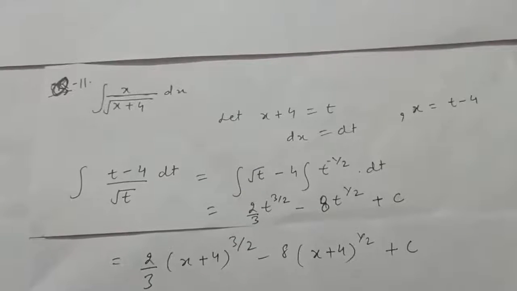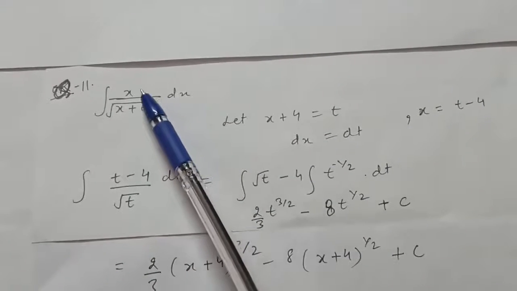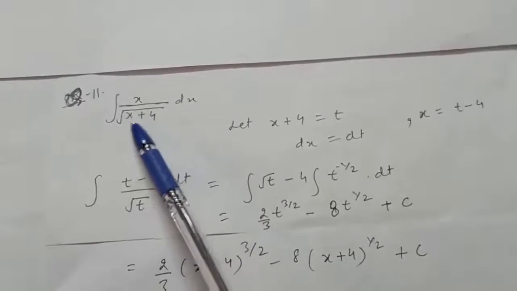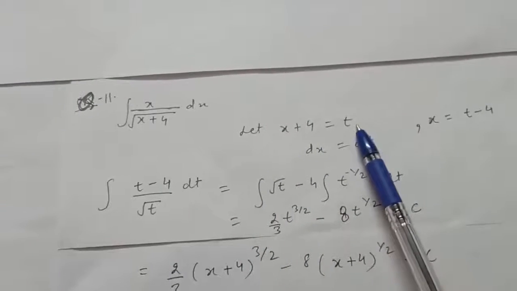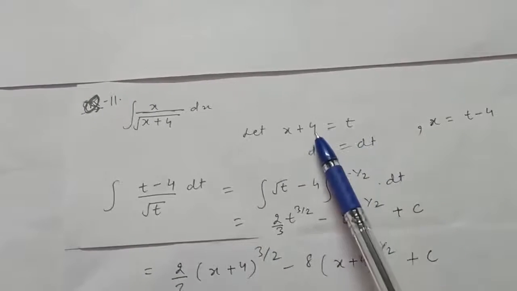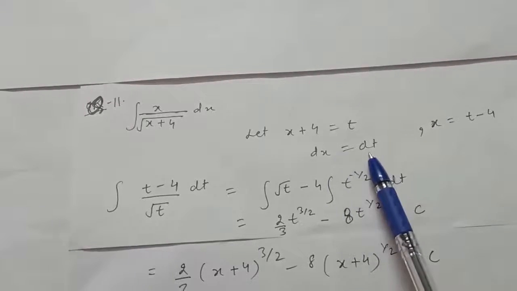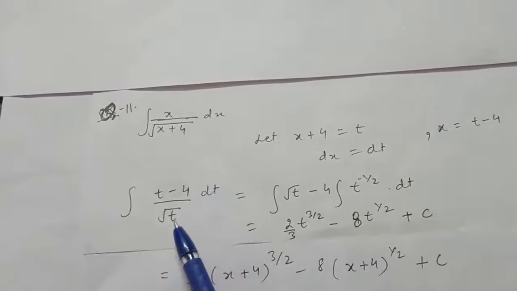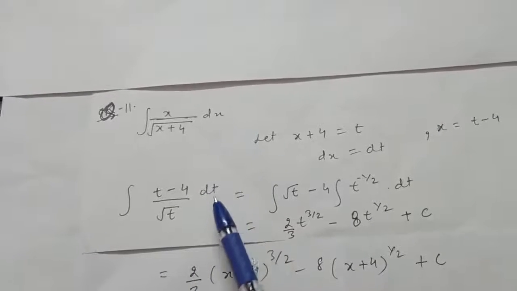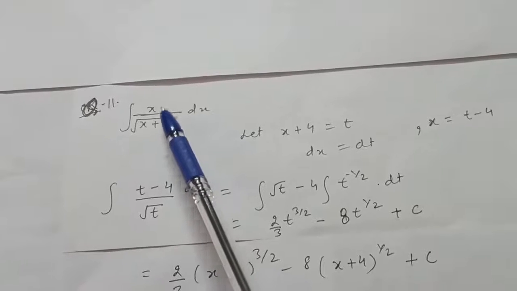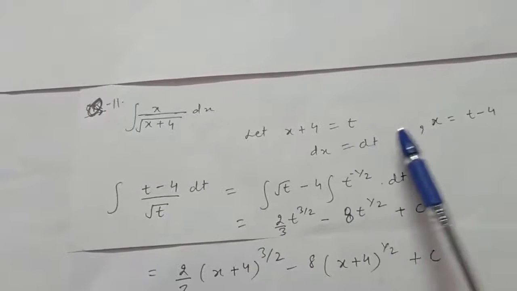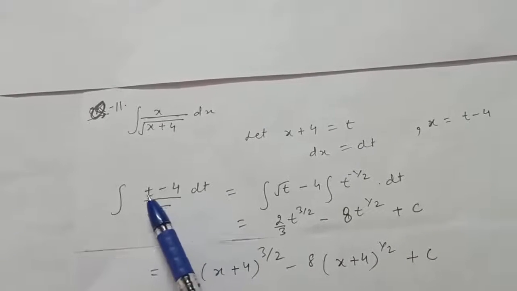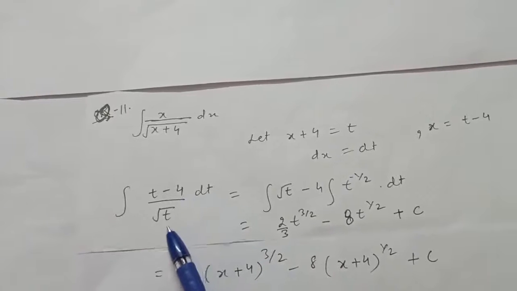Clear? Now question number 11th, integral of x upon root x plus 4 with respect to x. So the term which is inside the root, take it as equal to t. So the derivative of this is 1 into dx is equal to dt. Now the integral becomes, in place of root x plus 4, root t, dx is equal to dt. Now this x is equal to, from here, t minus 4. So write down t minus 4. Now divide both of these terms in the numerator with the root t.